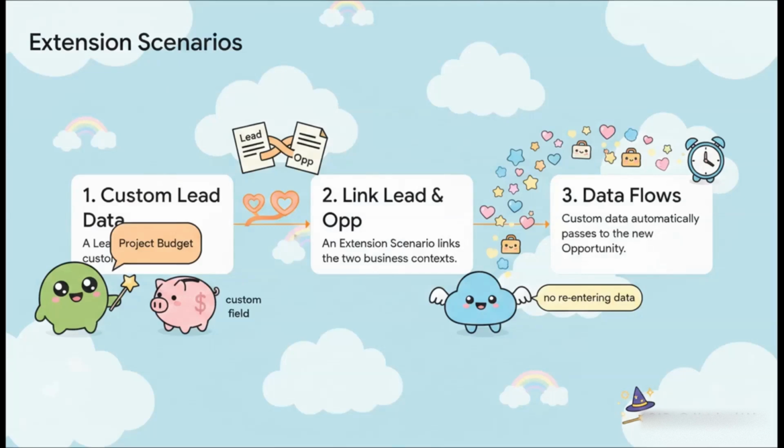So imagine you've added a custom field to your leads, something like project budget. Well, an extension scenario lets you create a bridge from the lead to the opportunity. So when a salesperson converts that lead, your custom project budget data just automatically flows right over to the new opportunity. No retyping, no lost info, it just works.